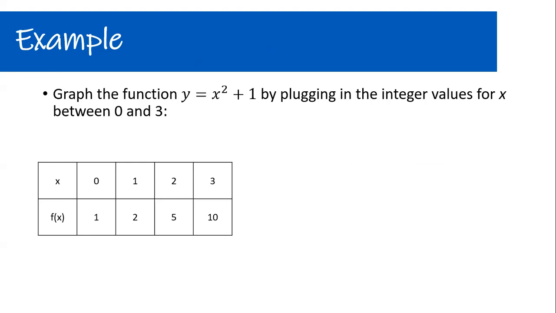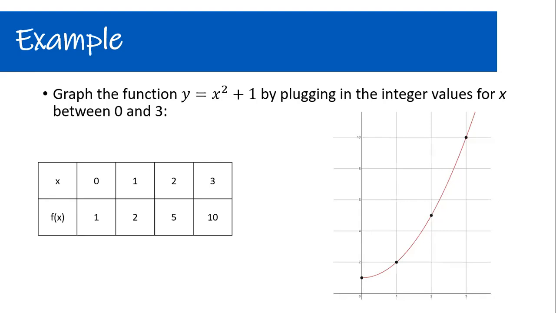So notice that f of x is simply the value of x plugged into that y equals, okay? Now we can graph this here. We graph a point. So we graphed 0, 1. We graphed 1, 2. We graphed 2, 5. And we graphed 3, 10. And we connected everything with a nice curved line. And that is our function.